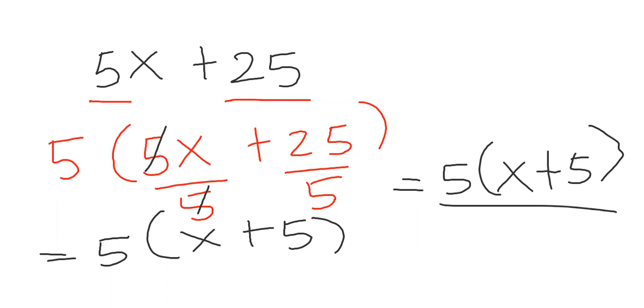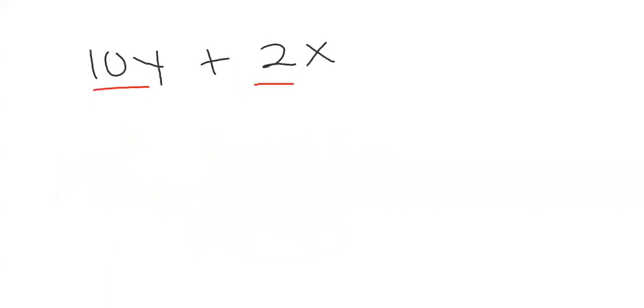Then I'll do another example. We do the same thing. The concept is the same, it's just that we are now doing a different question. So let's look at 10y plus 2x. We start off by looking for the highest common factor of the numbers that we have in our expression. So we are looking for the highest common factor of 10 and 2.